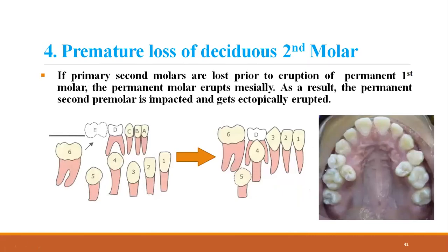If there is premature loss of deciduous second molars, or loss prior to eruption of the first permanent molar, the permanent molar erupts mesially. As a result, the permanent second molar is impacted here and gets ectopically erupted like this.